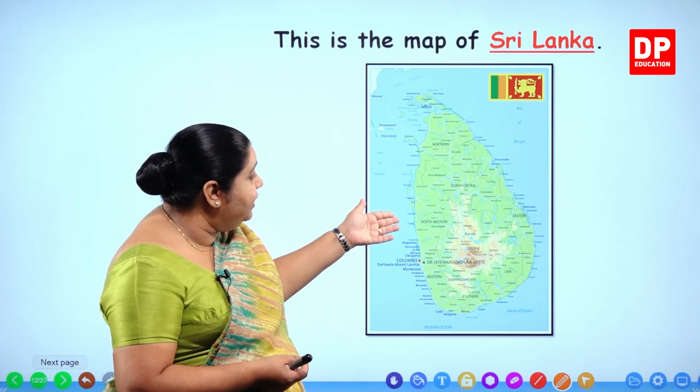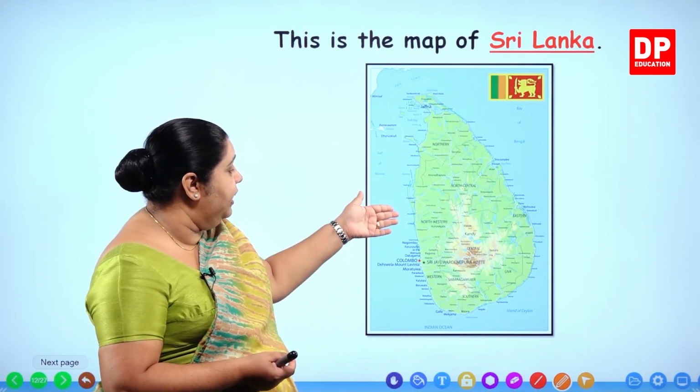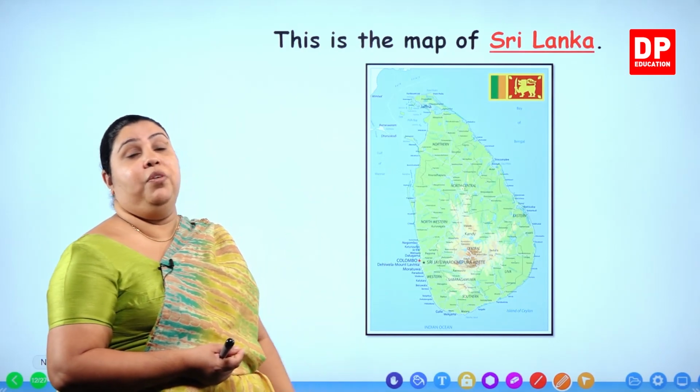So western province, the Colombo city is situated in the western province.